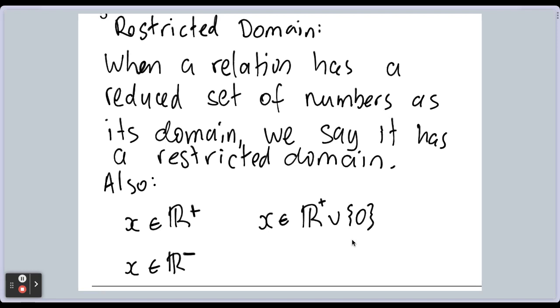No. Excellent question. Neither of them include 0. 0 is neither positive nor negative. It doesn't include either of them, which is why I think there's another way of writing it as well.